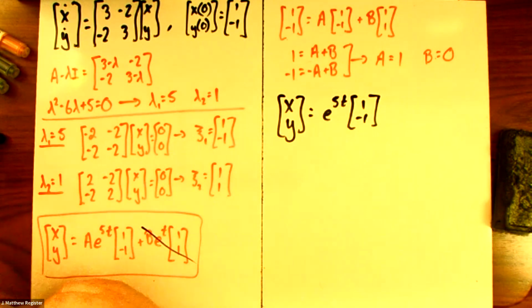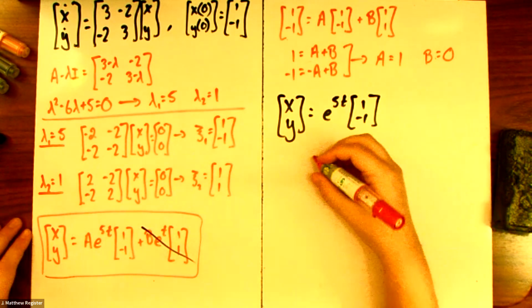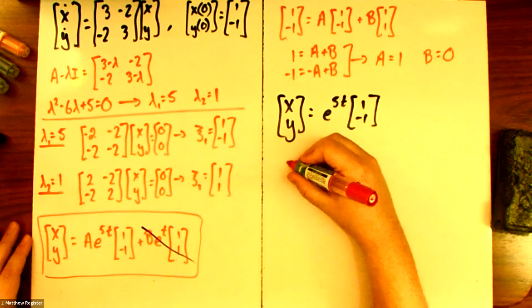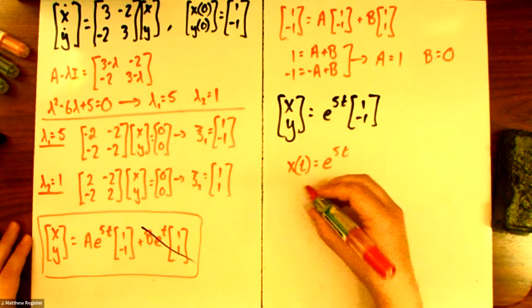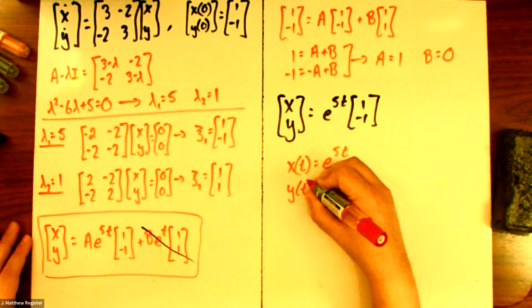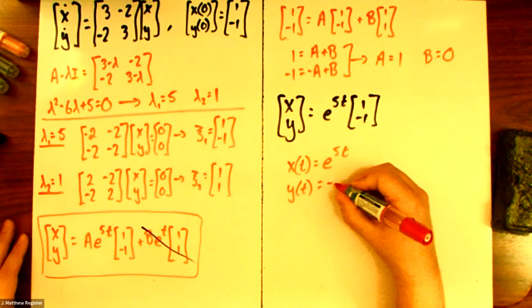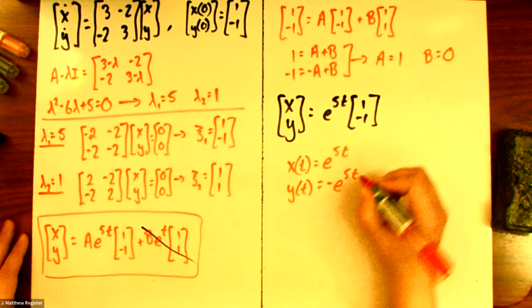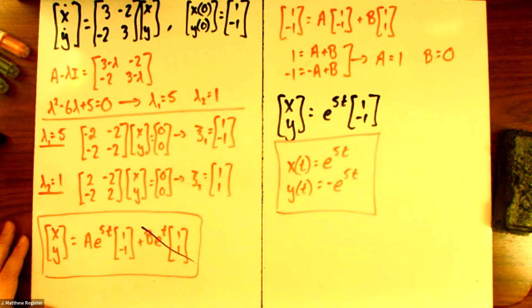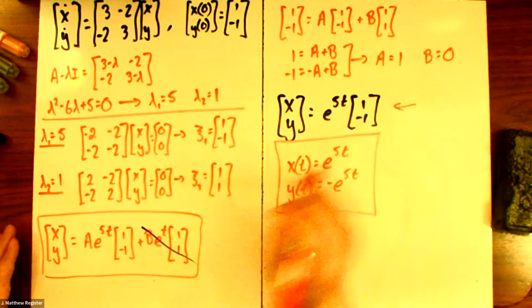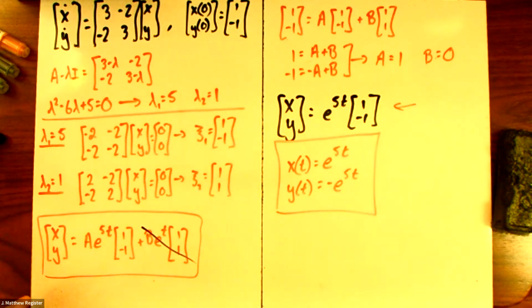Again, if you want to, you can write this in its parametric equation form. And this would be saying that x of t is equal to e to the 5t, and y of t is equal to negative e to the 5t. Usually I would just keep it in the matrix form, or the vector form in this case. It just makes it a little bit cleaner and easier to read, especially if you need to do additional things to it.